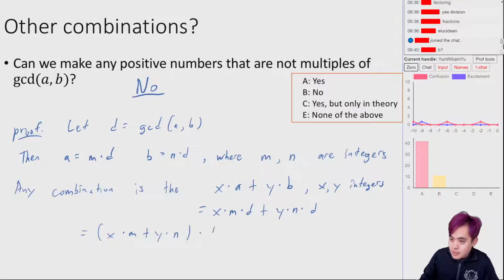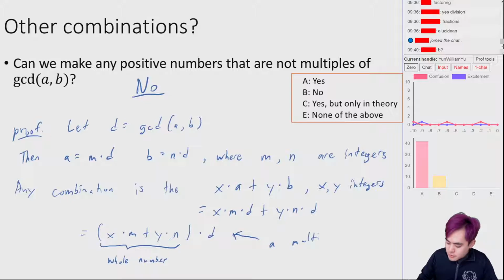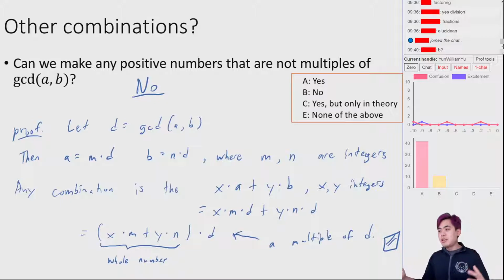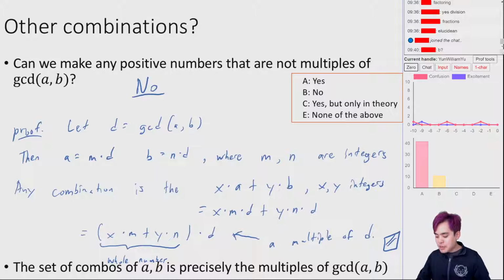But now, of course, everything we're working with is integers, and so this here is a whole number. And so this entire thing is a multiple of D. And therefore, anything you can make has to be a multiple of the greatest common divisor. So the set of combos of A and B is precisely the multiples of the greatest common divisor. And this is always the case. So once you have the greatest common divisor, then you know all of the possible things you can create.